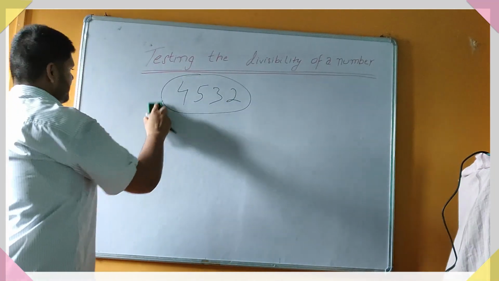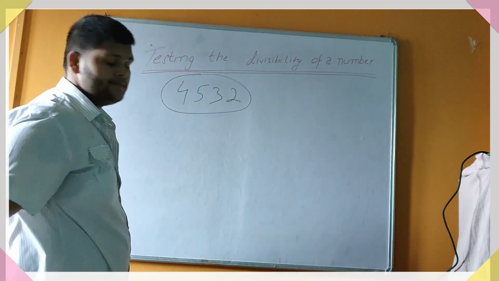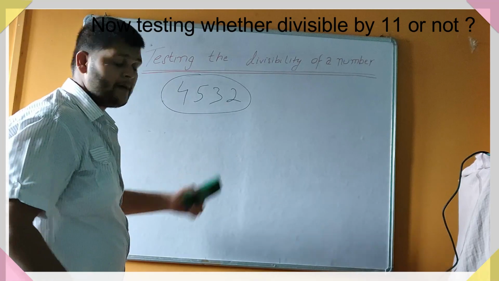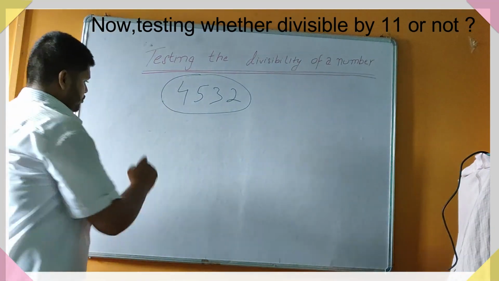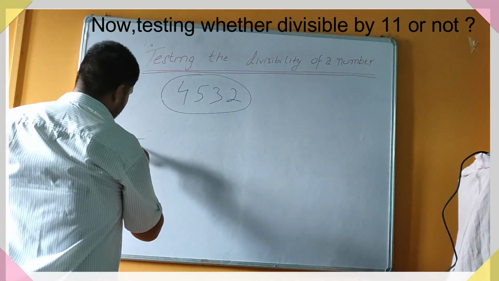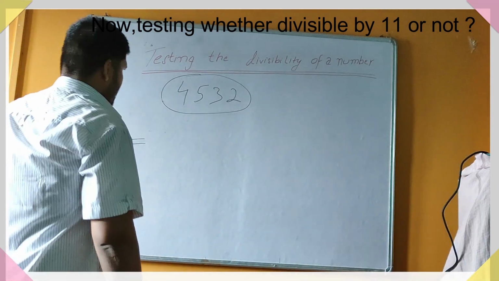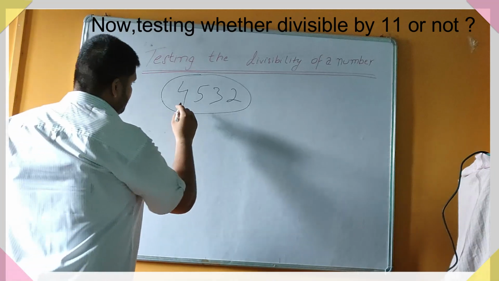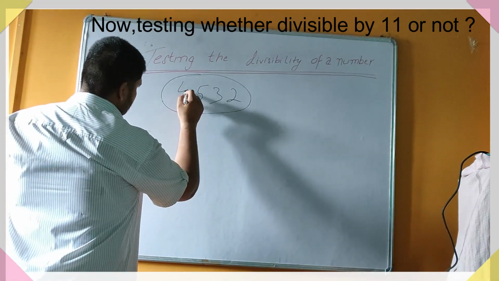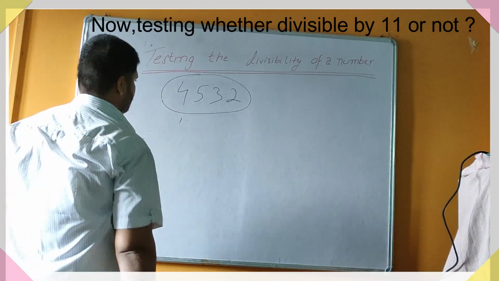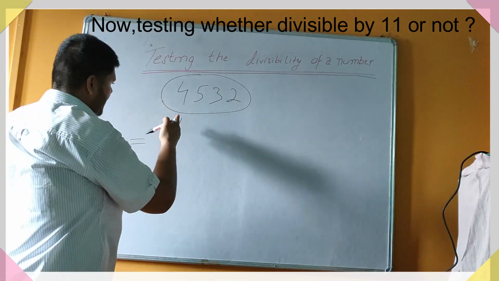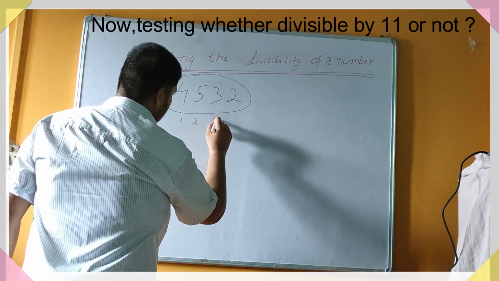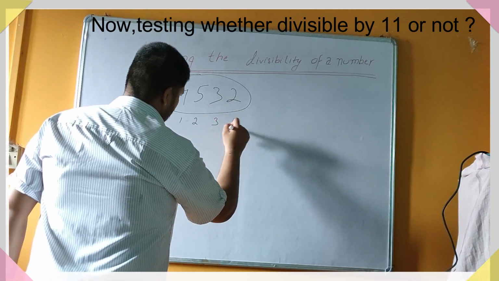So, this is the number 4532. And we are going to see whether this number is divisible by 11 or not. To test that, you have to take an equal to symbol. And then from the right side of the number, we have to number it. This is 4, so I will write 1 here, just below it. 5, below that I am writing 2. 3, below that 3. This is 4.